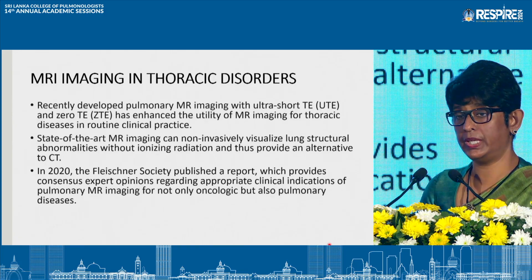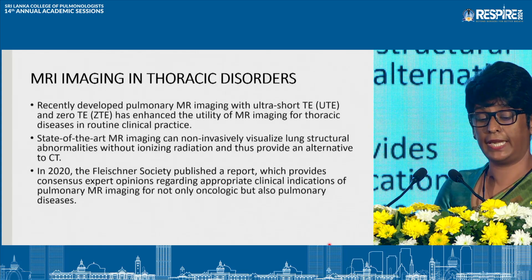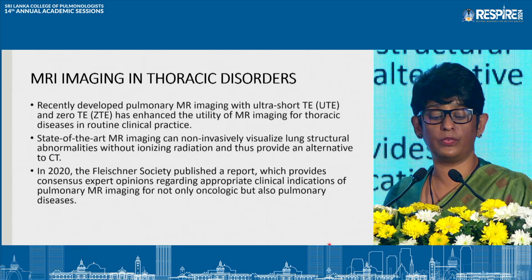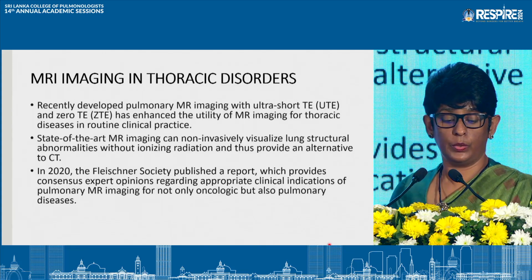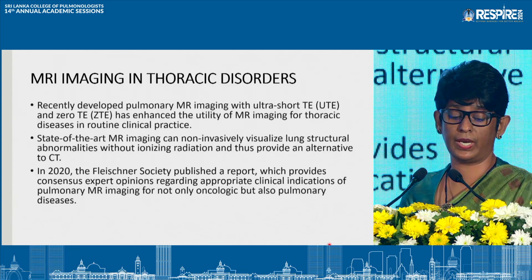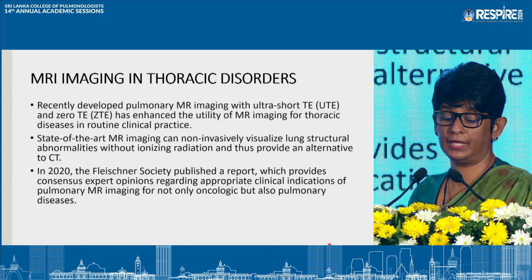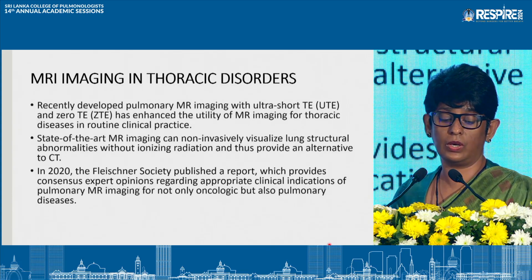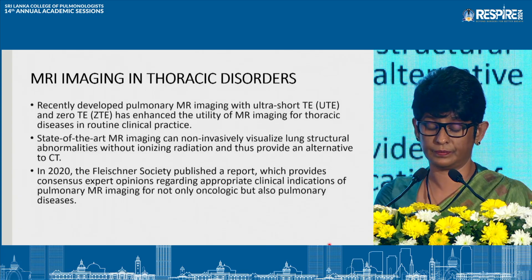We know that usually it's not a very favored method. MRI is not a favored technique for imaging of the lung parenchyma. We all usually like to go for CT. So in 2020, the Fleischner Society published a consensus report regarding the appropriate clinical indications of pulmonary MRI imaging in oncology and pulmonary diseases.